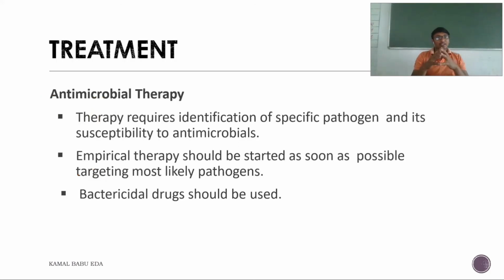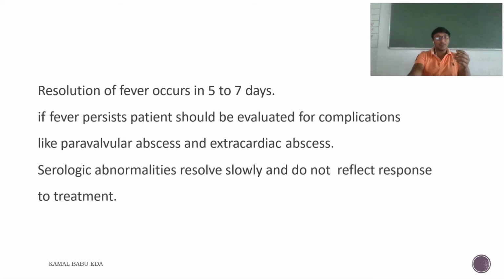So we'll see what the antimicrobial therapy is here. This therapy requires specific identification of the pathogen. They will go for blood cultures, and with blood culture they can understand what organism was present, for which medication it is susceptible, and for which it is resistant. Based on that they will start the treatment. Empirical therapy should be started as early as possible, and bactericidal drugs should be used, meaning drugs which have the capability to kill the bacteria.